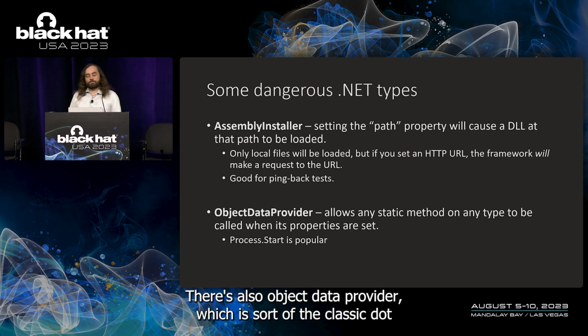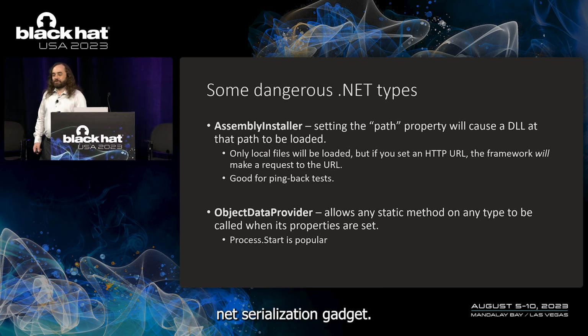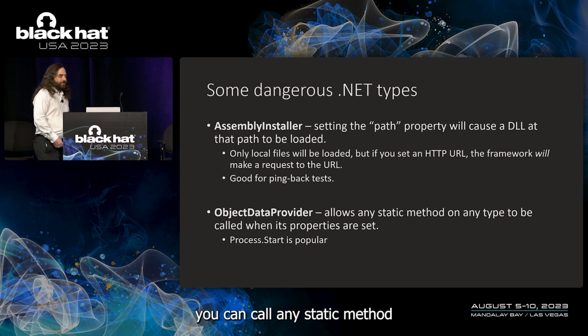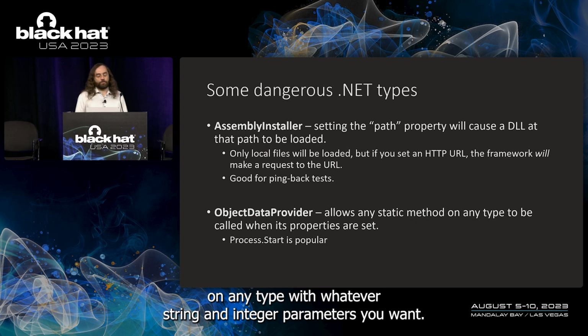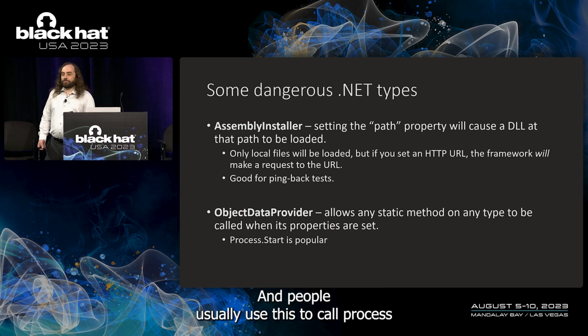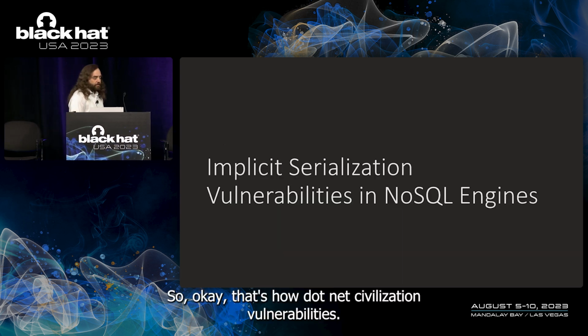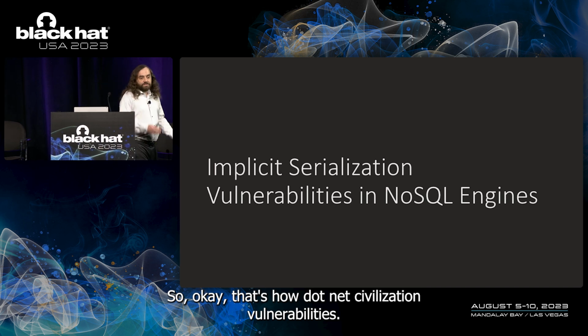There's also ObjectDataProvider, which is sort of the classic .NET serialization gadget. It's got properties on it that, if you set those properties, you can call any static method on any type with whatever string and integer parameters you want. And people usually use this to call Process.Start just to pivot to shell injection. So, OK, that's how .NET serialization vulnerabilities work.